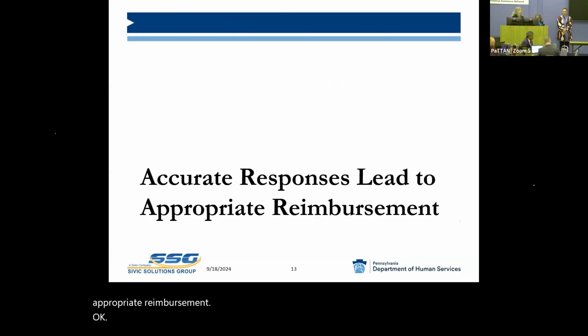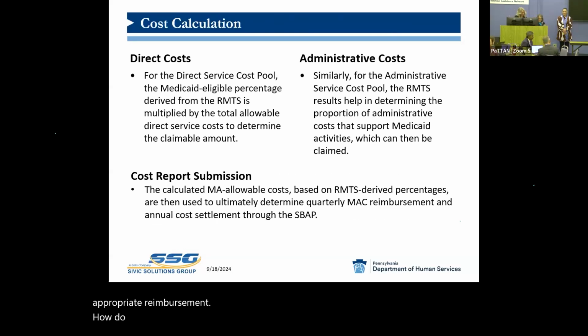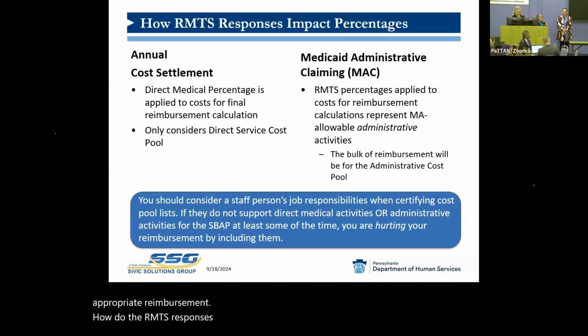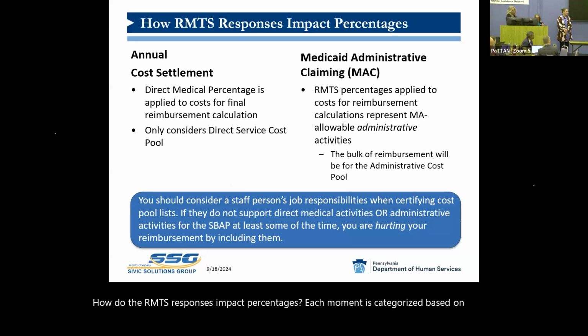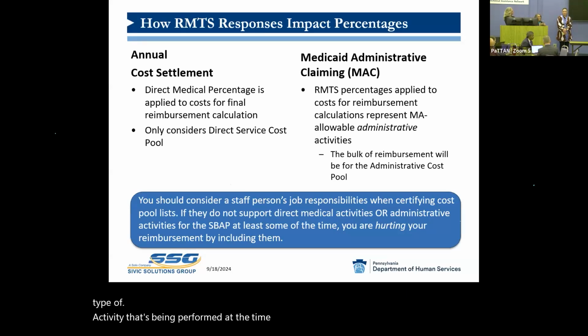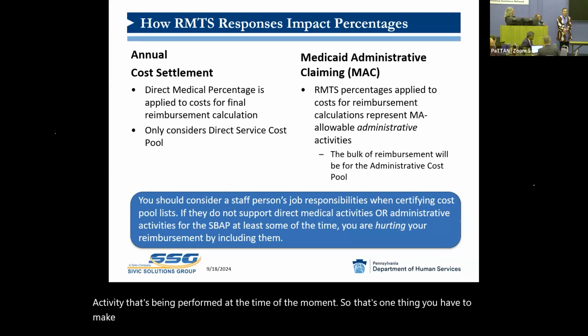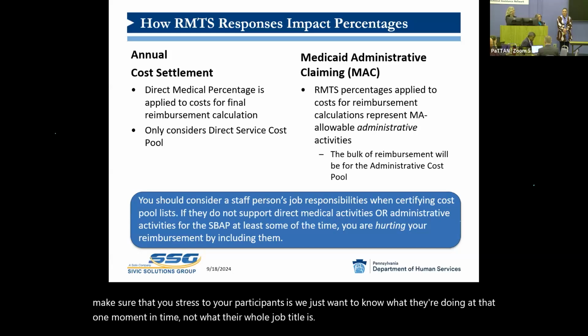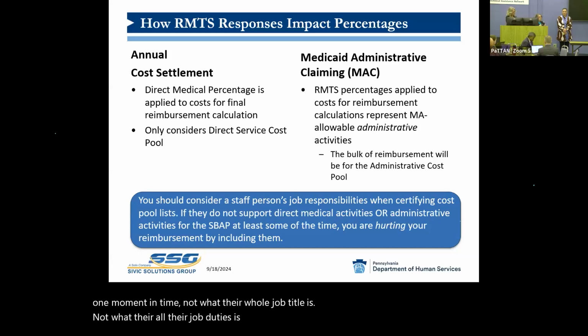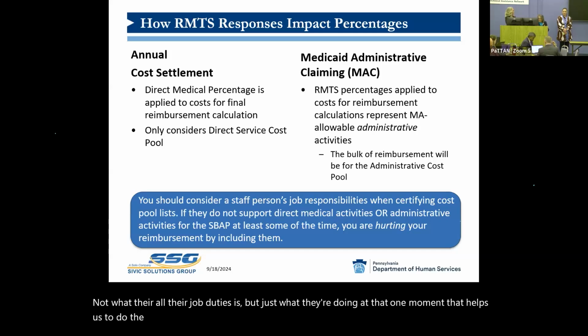How do the RMTS responses impact the percentages? Each moment is categorized based on the type of activity that's being performed at the time of the moment. So that's the one thing you have to make sure that you stress to your participants: we just want to know what they're doing at that one moment in time, not what their whole job title is. Well, not what all their job duties are, but just what they're doing at that one moment. That helps us to do the coding appropriately.